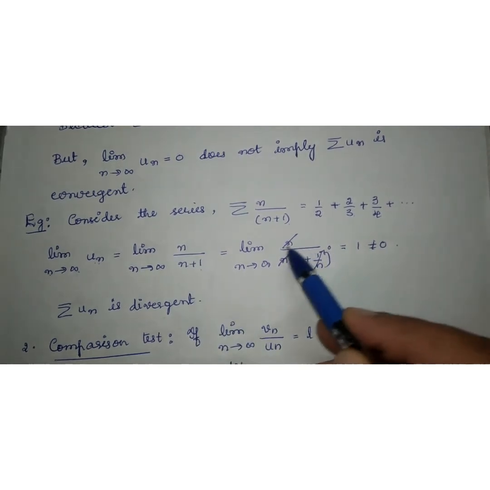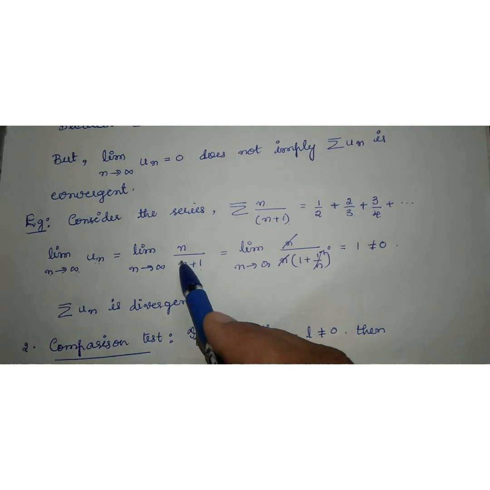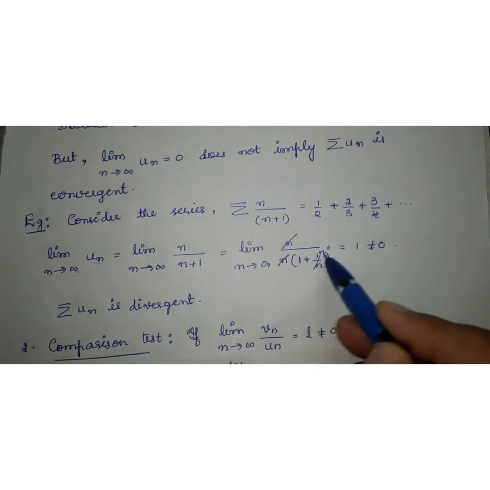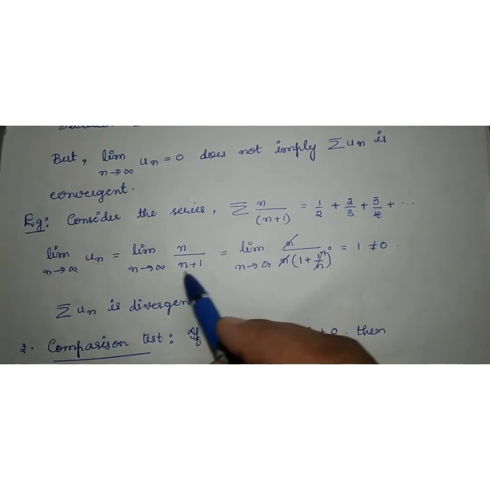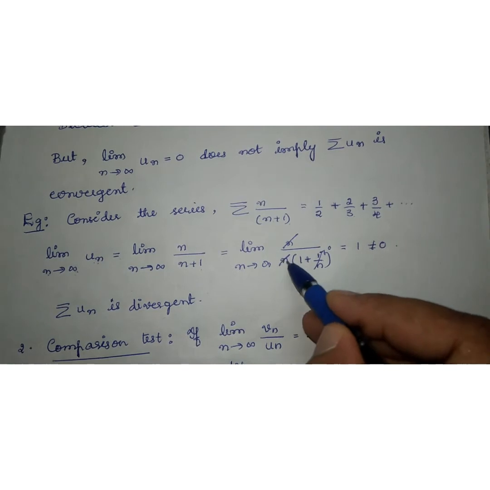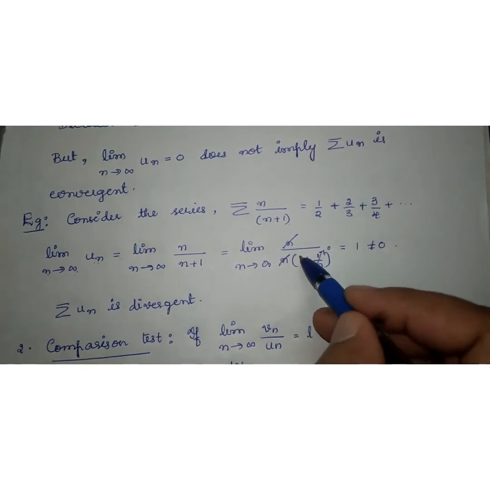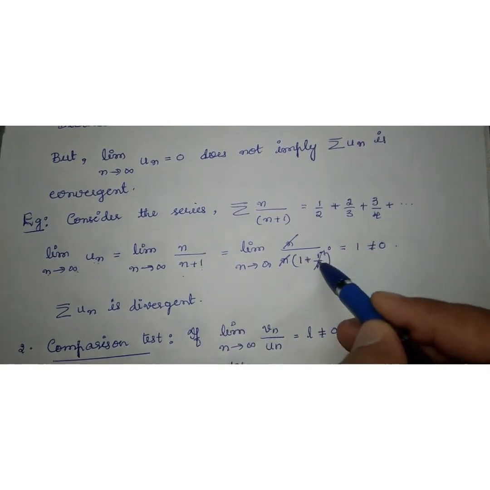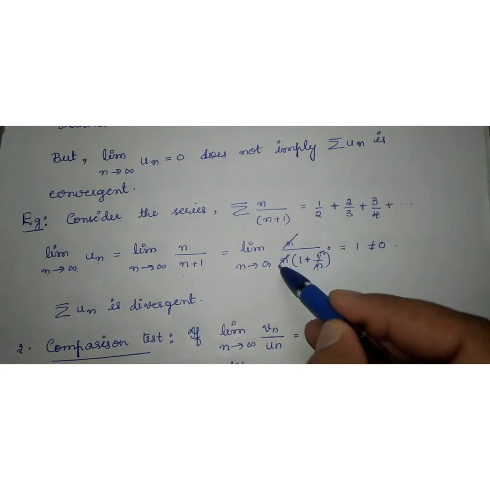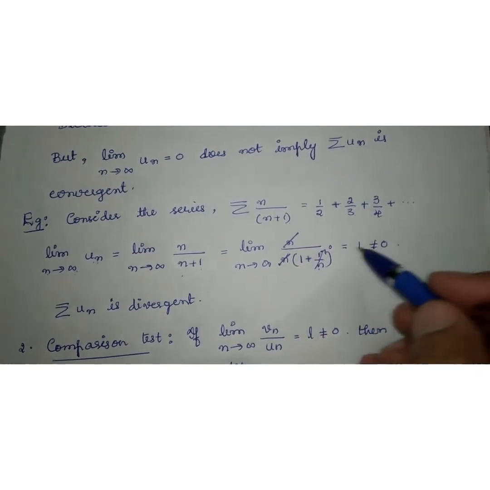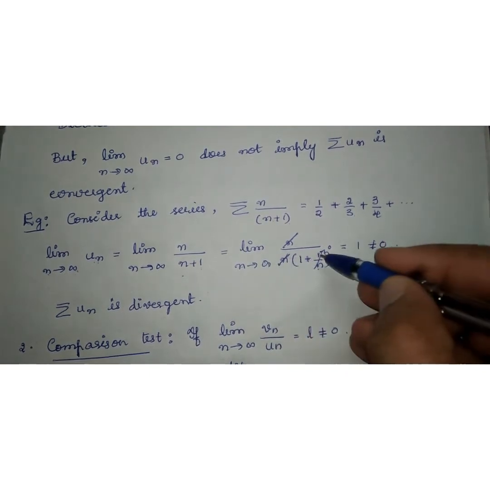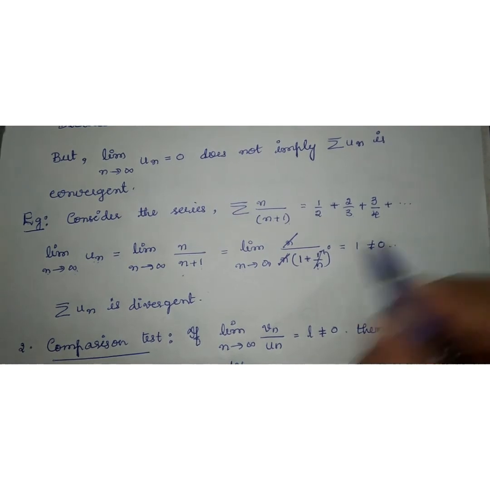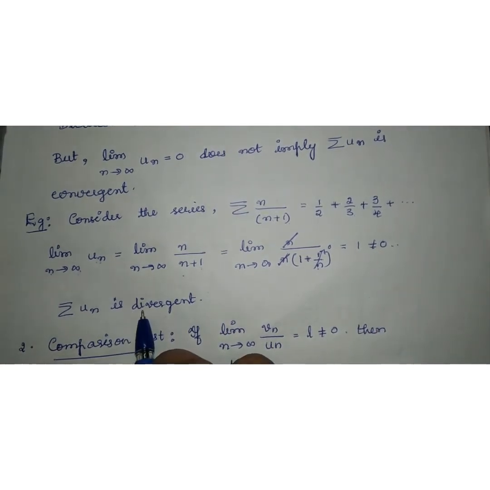Here I'll just take n outside from the denominator so that we get 1 plus 1 by n. It is nothing but dividing the numerator and denominator by n. So n by n is 1, and the denominator becomes 1 plus 1 by n, so the n cancels between the denominator and numerator. Applying the limit, whenever n tends to infinity, 1 by n is 0. So you have the limit as 1, which is not equal to 0. So we can say that the series is divergent.